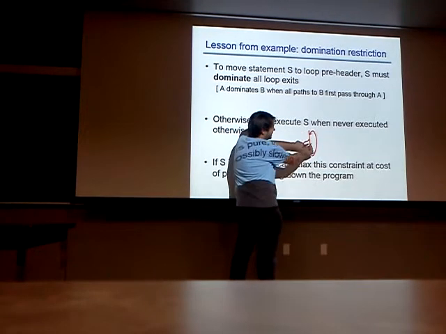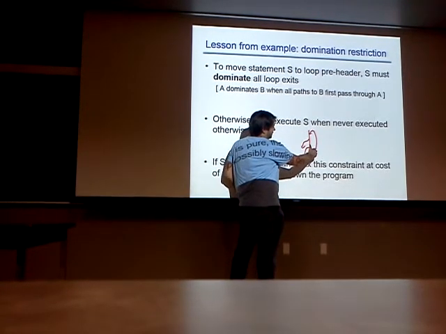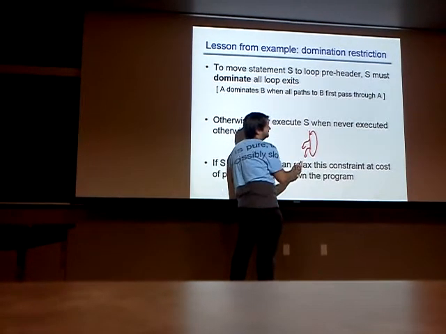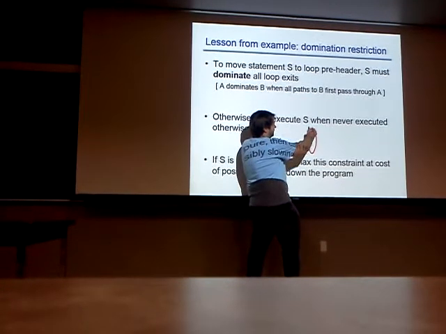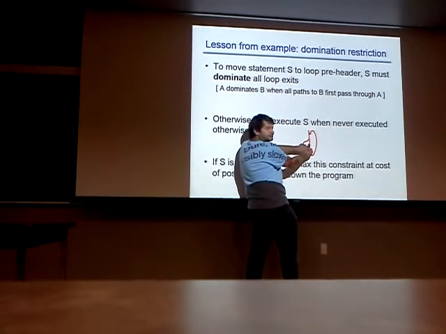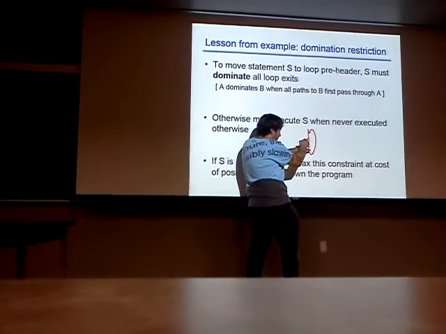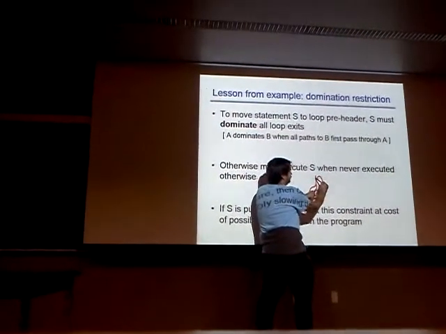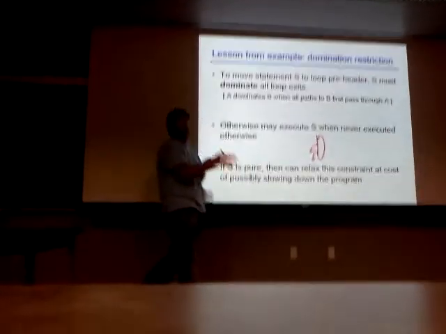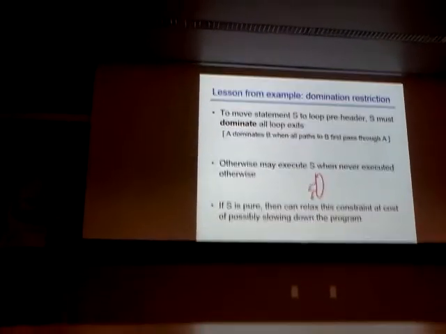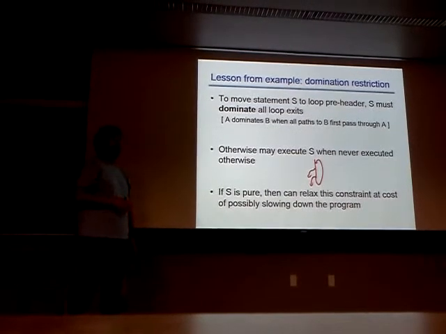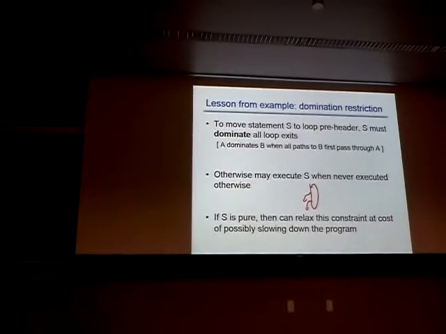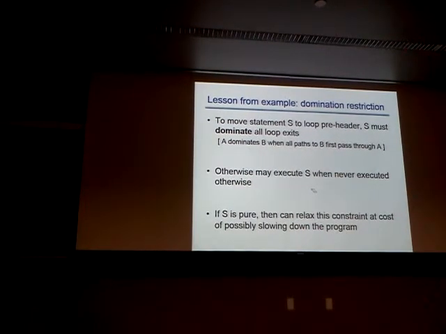But if S were here, then S dominates this loop exit, but it doesn't dominate this loop exit. There's a way to reach this exit this way without passing through S. In other words, this S does not dominate this exit, and therefore, if you move it out of the loop, you're going to force execution of S even though there was a path originally that would not execute S. By that argument, we would not be able to remove X in the previous example.